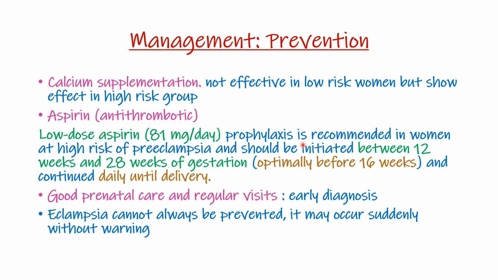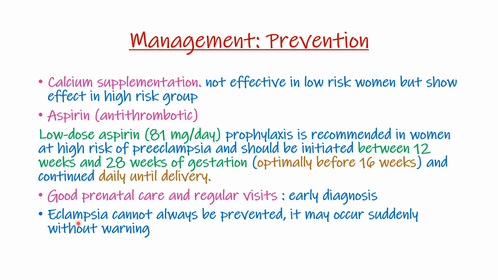Prophylaxis is recommended in women who are at a higher risk of preeclampsia and should be initiated between 12 and 28 weeks of gestation, and optimally before 16 weeks of gestation. And this baby aspirin is to be given daily and continued until delivery. So you also ensure good prenatal care and regular visits, and through this you are able to make an early diagnosis in patients.